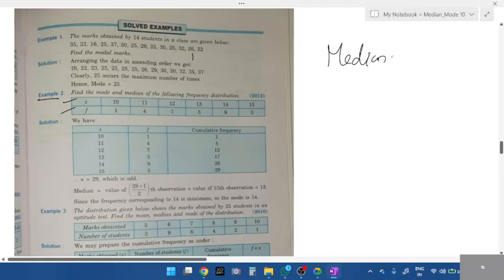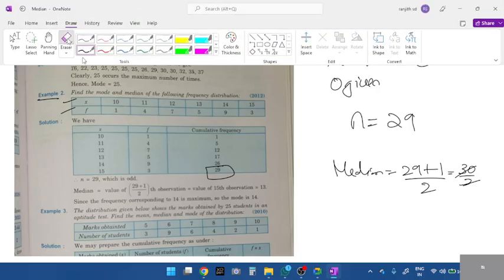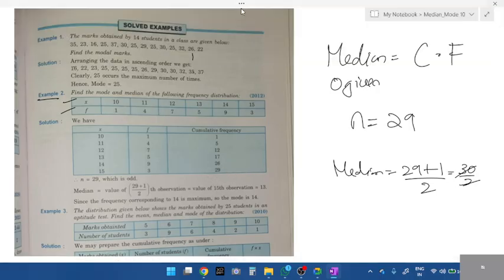Whenever they ask us to find median or ogive graph, what are the two things required? We always need frequency. Why cumulative frequency? Only after finding cumulative frequency, what is the n value? N is equal to 29. Is 29 odd or even? Odd. What is the median value? Median is equal to 29 plus 1 divided by 2. What is 30 divided by 2? But 15 is not the answer. What do we have to do? Where does 15 lie?